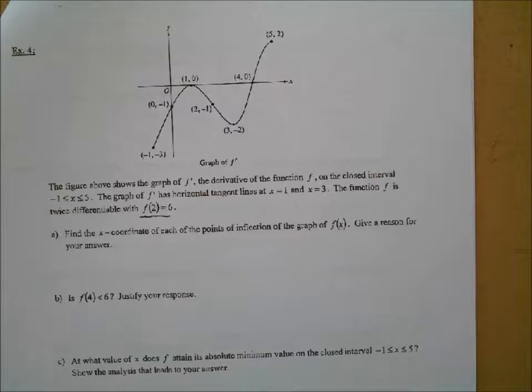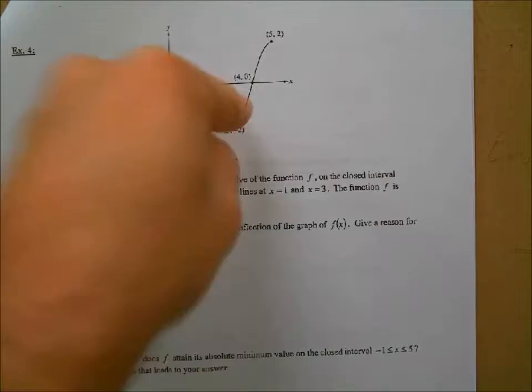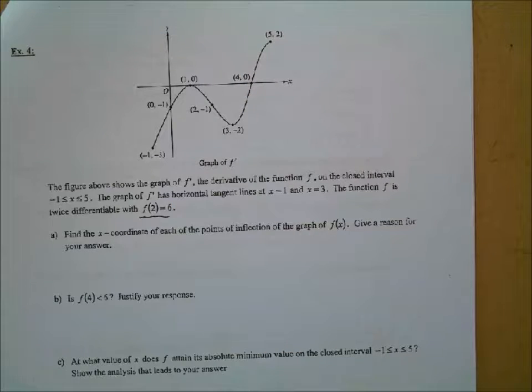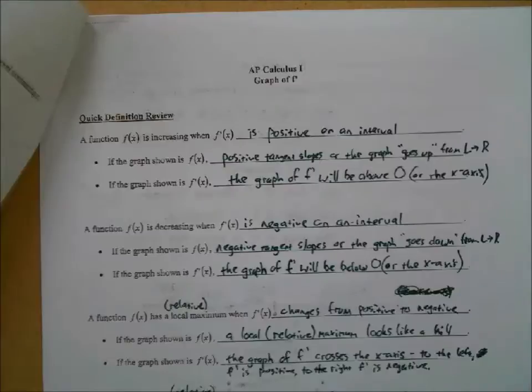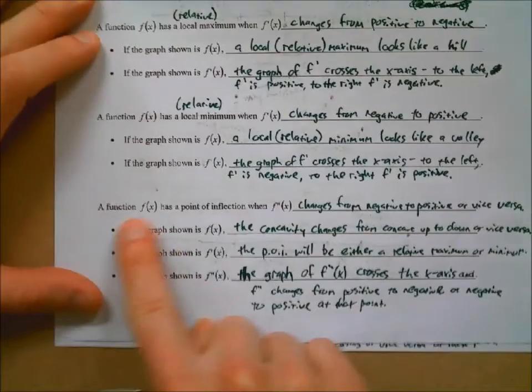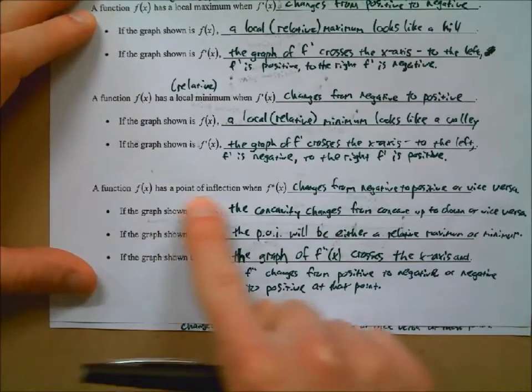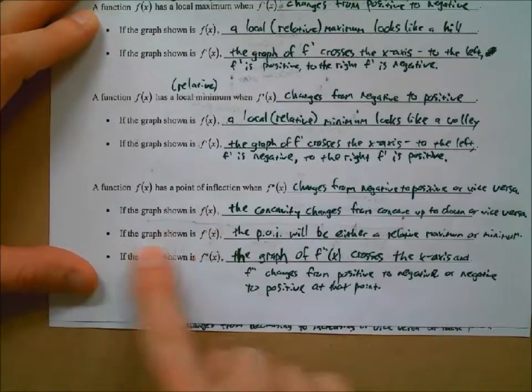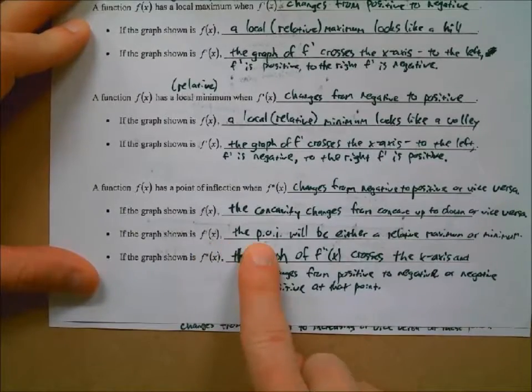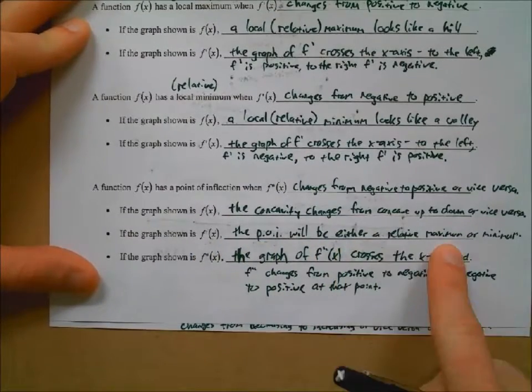So if we want to find points of inflection of f, but all we have is f prime here, how do we do that? Well, let's go back to our little chart here to help us remember. Maybe we don't have it quite down yet. A function f has a point of inflection when, if the graph is shown as f prime, the point of inflection will be either a relative maximum or relative minimum. Okay, so that's crucial right there.